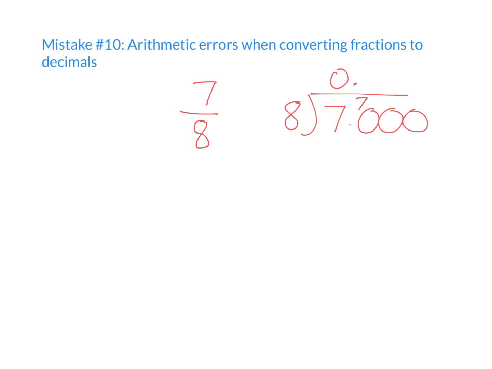Now people often make mistakes here. They'll say 8 into 70 is 10 times or whatever. If you don't know, count up by 8s. 8, 16, 24, 32, 40, 48, 56, 64. The next one, 72, is more than 70. 8 goes into 70 8 times. 8 times 8 is 64, so there's 6 remainder.